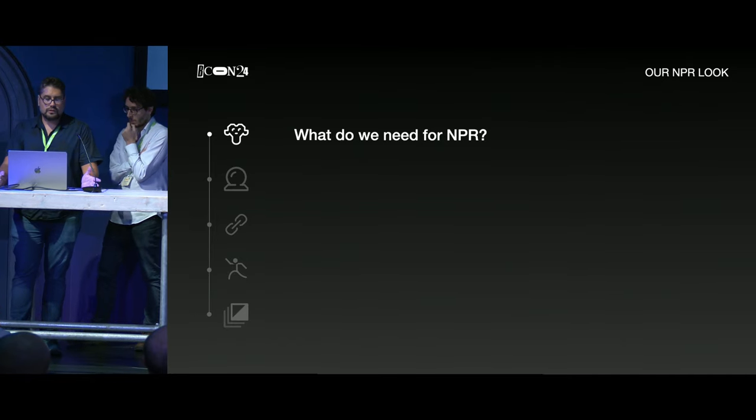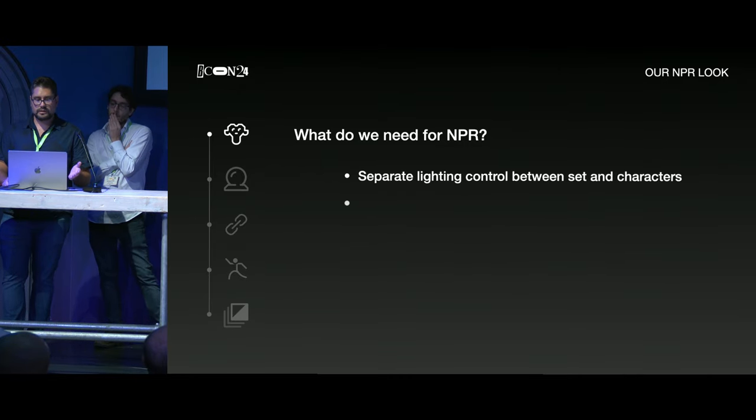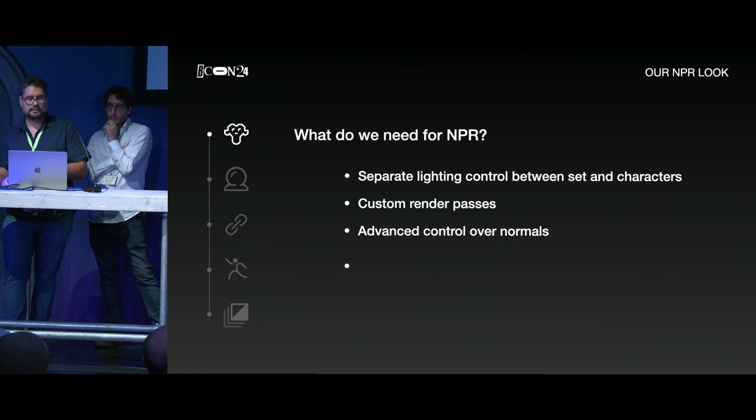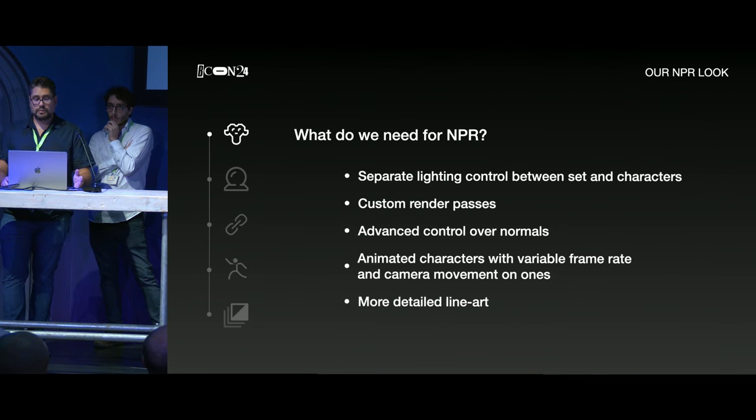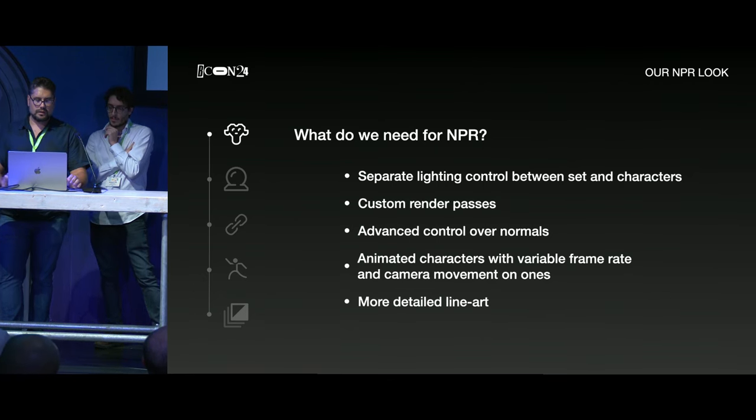What do we need to achieve our NPR look? After much consideration, what we needed the most was to separate lighting control between set and characters, custom render passes like the cavity pass from Workbench, advanced control over normals, because in 2D you need to flatten things, animated characters with variable frame rate and camera movement on ones, and multi-detailed line art.